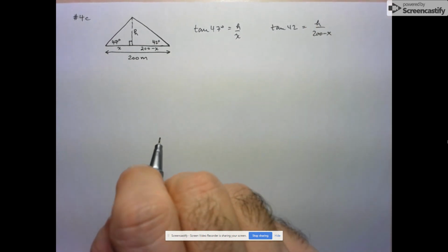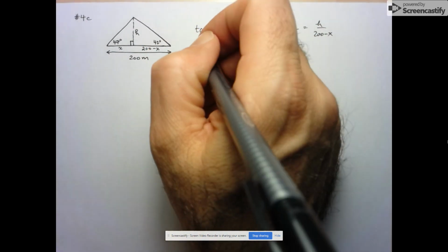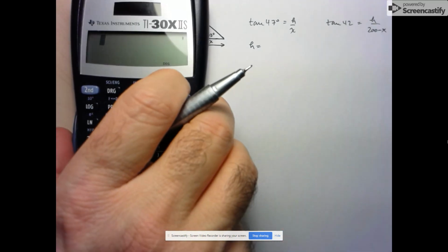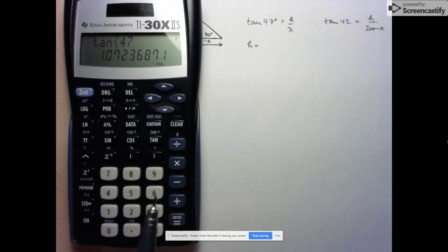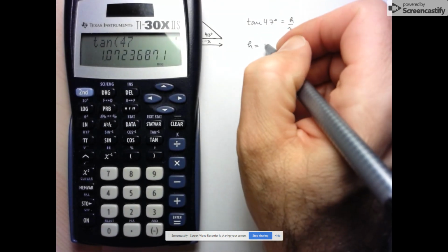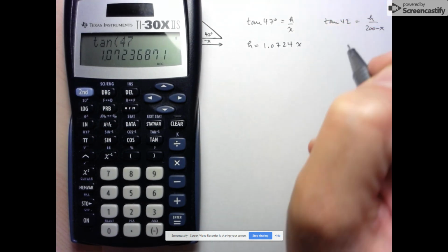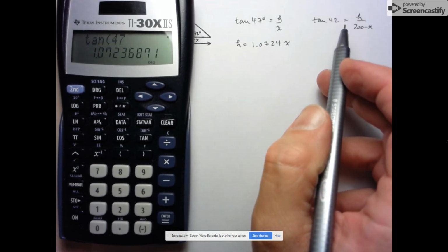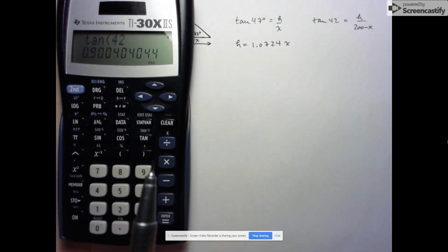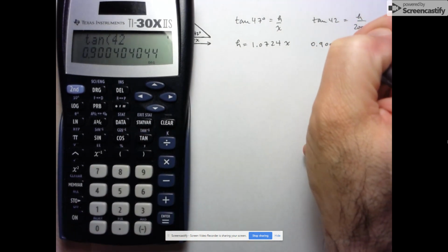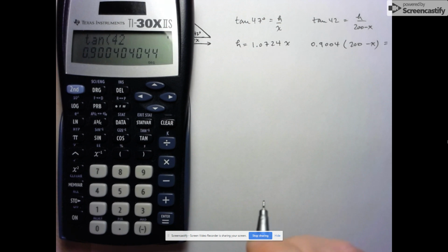Okay, and what I'm going to do a little differently here is I'm not going to keep the tangents exact. I'm going to approximate them. So here I'm going to solve for h in both. Tan 47, okay, now in order to get a good answer, we're going to need to keep 4 decimal places. So it's 1.0724 times x. And then here I'm going to do the same thing with the tan of 42. Okay, so tan of 42 equals 0.9004 times 200 minus x equals h.